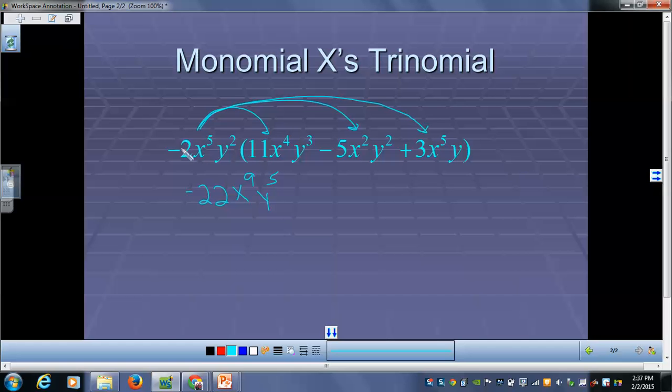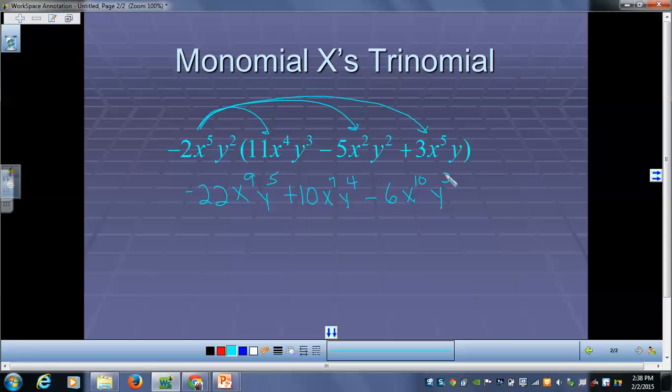Now our second distribution, negative 2 times negative 5 is a positive 10. Base x to base x, so 5 x's multiplied by 2 more x's would be 7 x's multiplied total. Base y to base y, so 2 y's multiplied by 2 more y's would mean we would have 4 y's being multiplied total. And then our third distribution here, coefficient to coefficient, so negative 2 times 3 is a negative 6. 5 x's multiplied by 5 x's would mean that there are 10 x's being multiplied total. 2 y's multiplied by 1 y means that there would be 3 y's total.